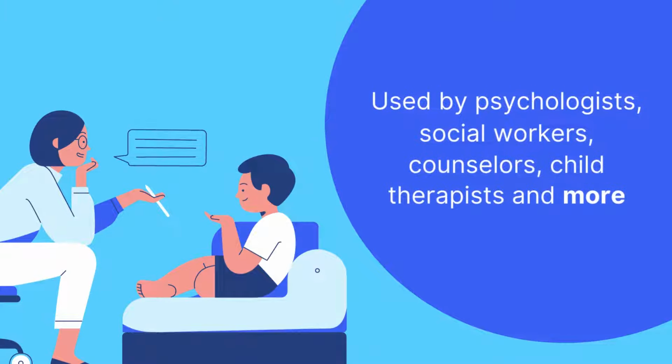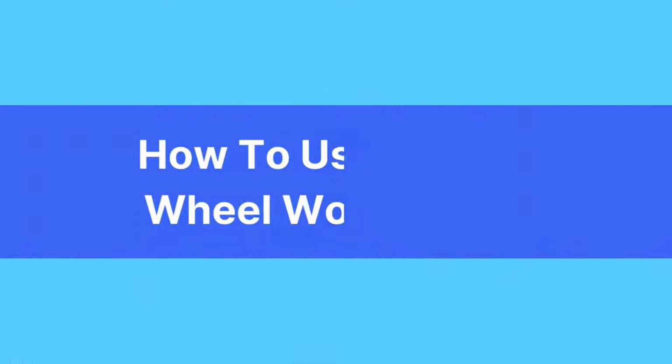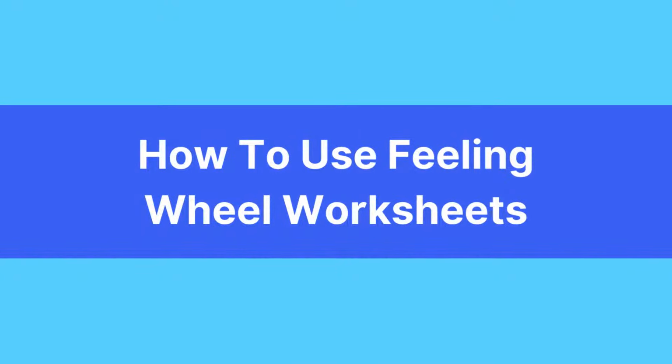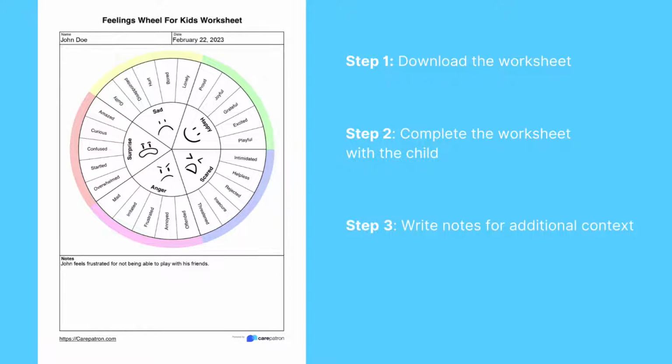These worksheets can be used across many different environments and can be used by psychologists, social workers, counsellors, child therapists, and more. How to use Feelings Wheel worksheets. The first step is to download the worksheet. You can access this worksheet through our website and app for free. You'll then need to complete the worksheet with the child. For best results, collaborate with the child during your appointment sessions. You'll then need to write notes for additional context as to what is shown on the colour wheel.